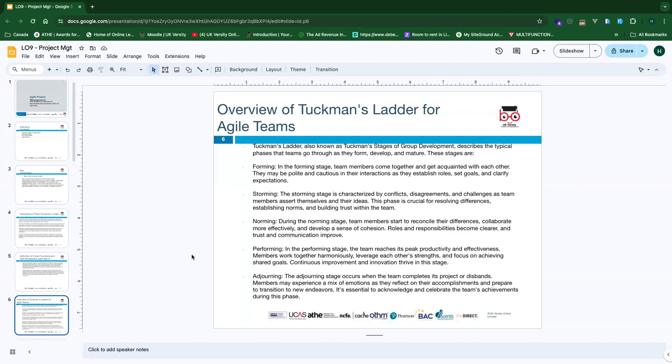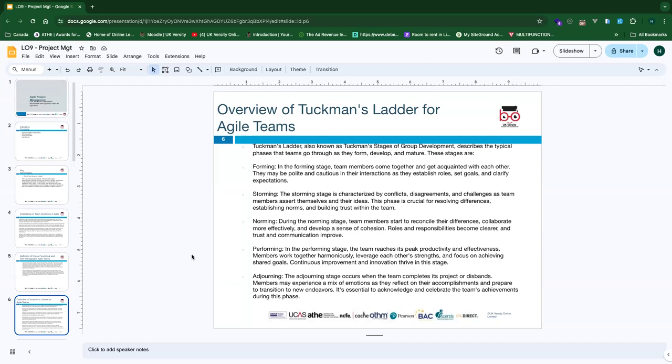So in the forming stage, which is literally the first stage, team members come together and get acquainted with each other. So obviously, people get to know each other. Take for example a new company or an emerging company, whereby they recruit loads of people. Loads of developers, loads of testers and everything. In this aspect, everybody gets to know each other and interacts. By knowing each other's roles, they set goals, and they clarify expectations. So that's what the forming is usually about.